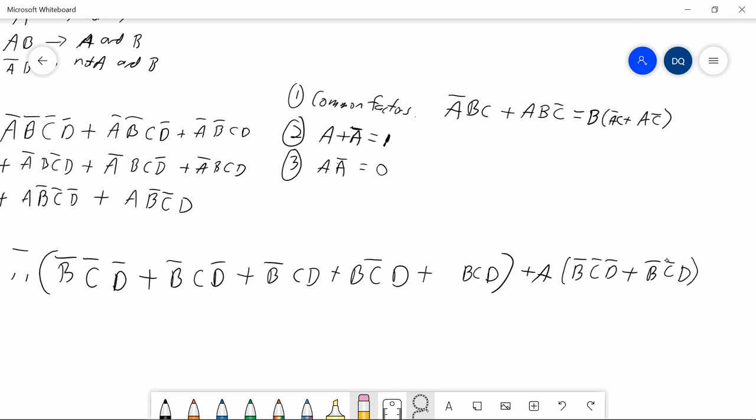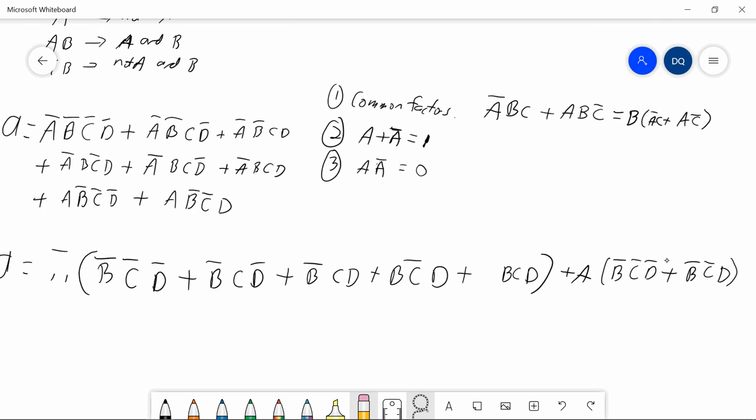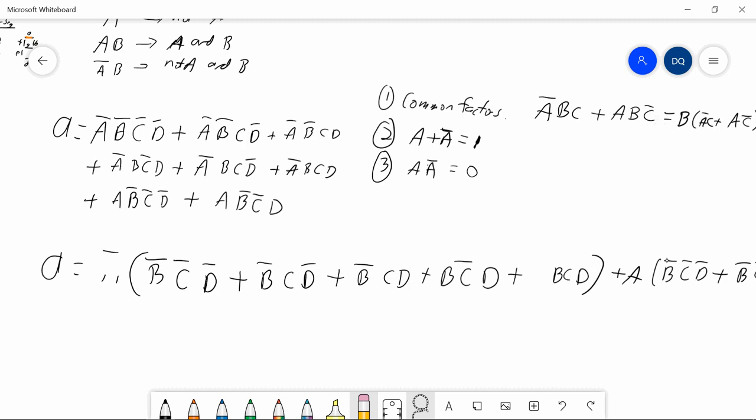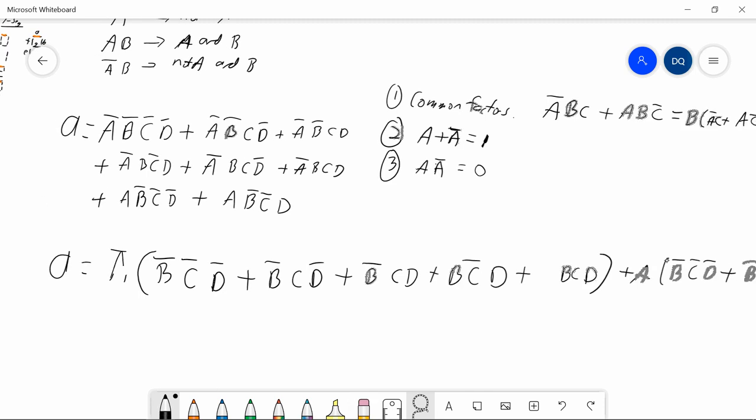And then A was a common factor of the last two terms. So this expression that I have here is the same as this expression here. I just pulled out a common factor. I can pull out common factors within these brackets now.